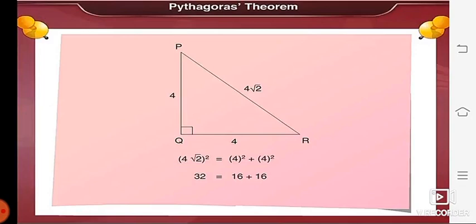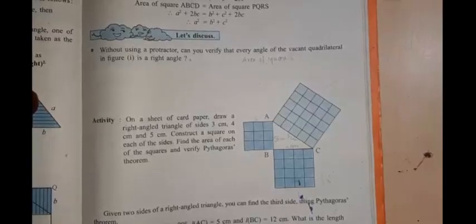Means 4 root 2 square is 32. Okay, and the other side we are getting 16 plus 16. So when we add 16 plus 16, it will give us 32. Means both sides are 32 equals 32. Yes, thus the angle which is opposite to the longest side will surely measure 90 degrees. And thus we can say that every angle of this quadrilateral is 90 degrees, or it is a right angle, without using a protractor.